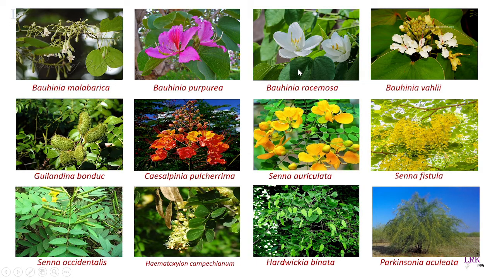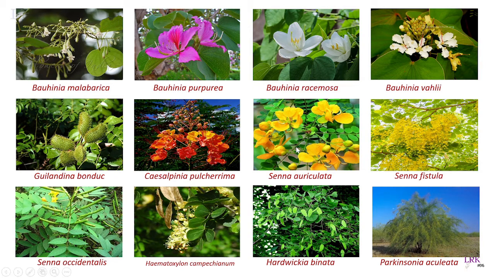This is Bahinia racemosa, and in Hindi it is Katmuli. Okay, this is Bahinia Vahli. In Telugu we call it Addaku, and in Hindi we call it Maljan. This one, Gulandina bonduk, is also known as Caesalpinia bonduk. We call it Gachakaya, and in Hindi we call it Karanj. This is Caesalpinia pulcherrima. We call it Ratnagandhi, and in Hindi Gulutora.